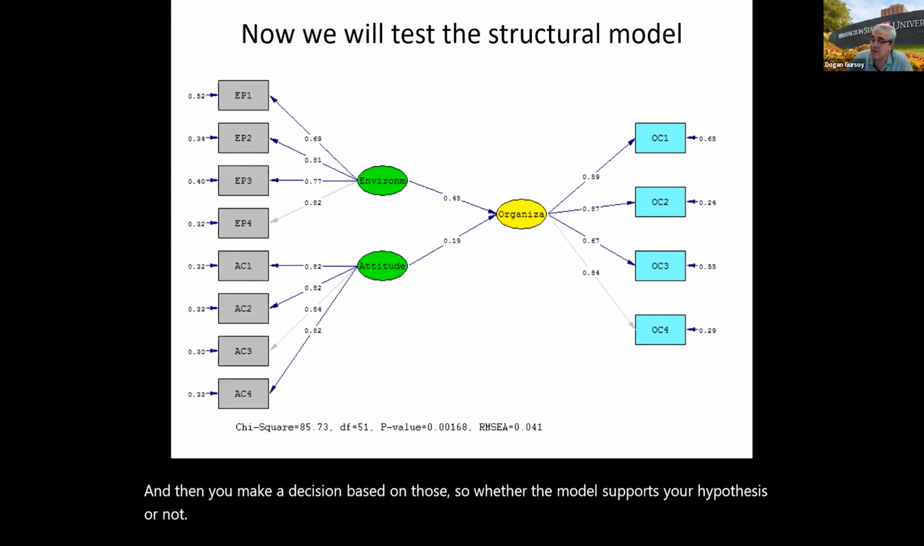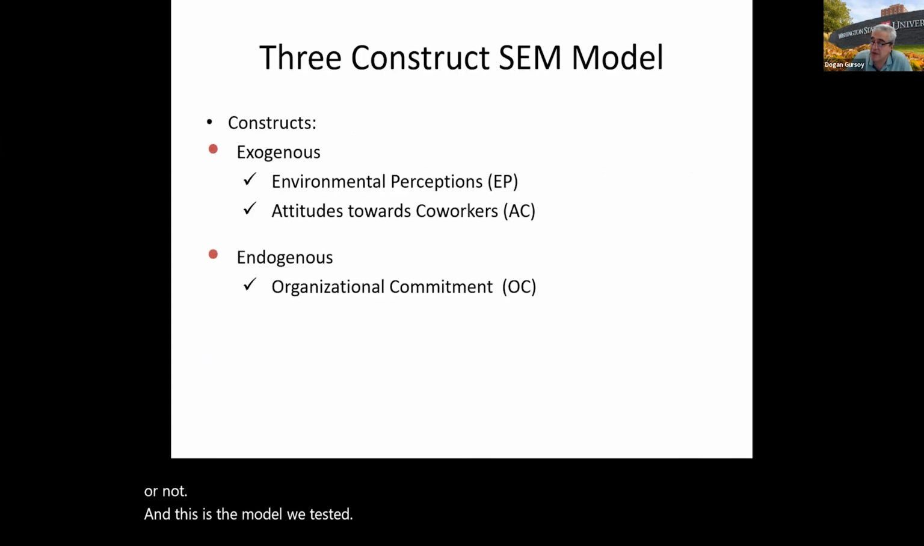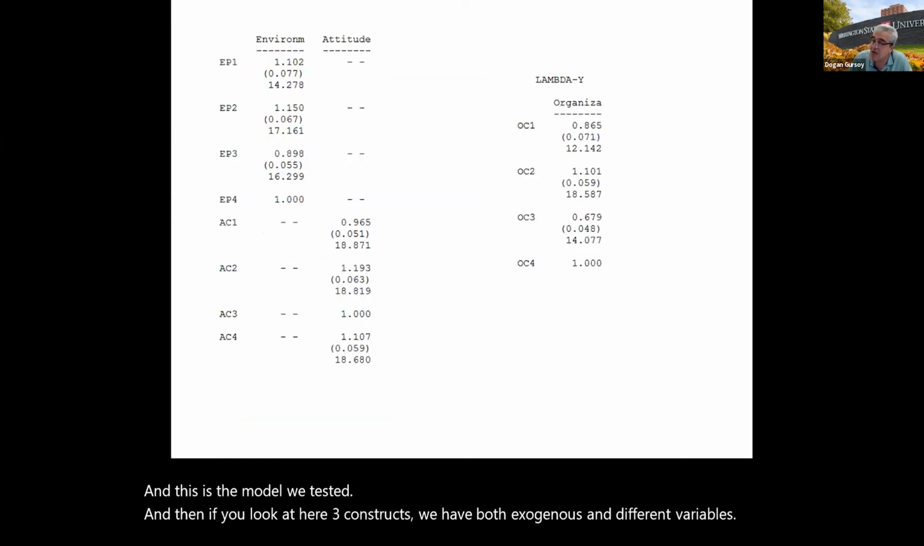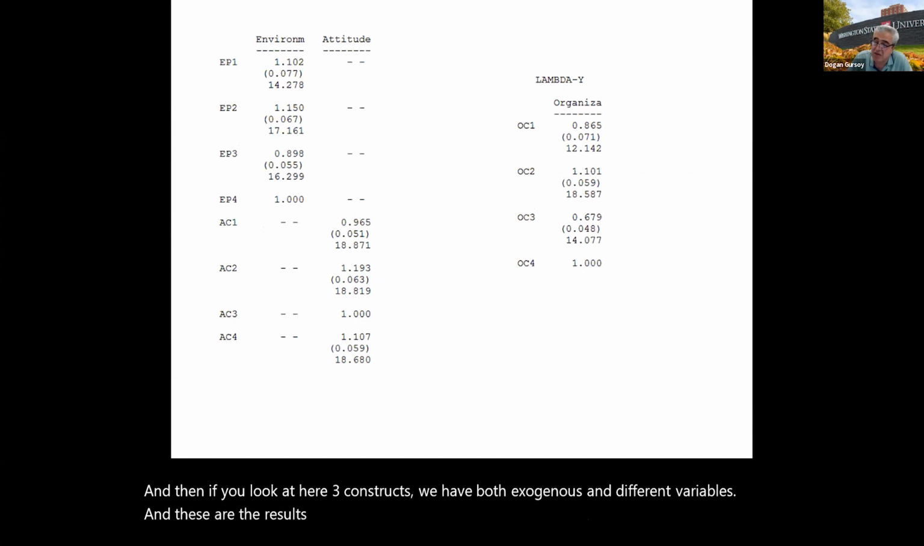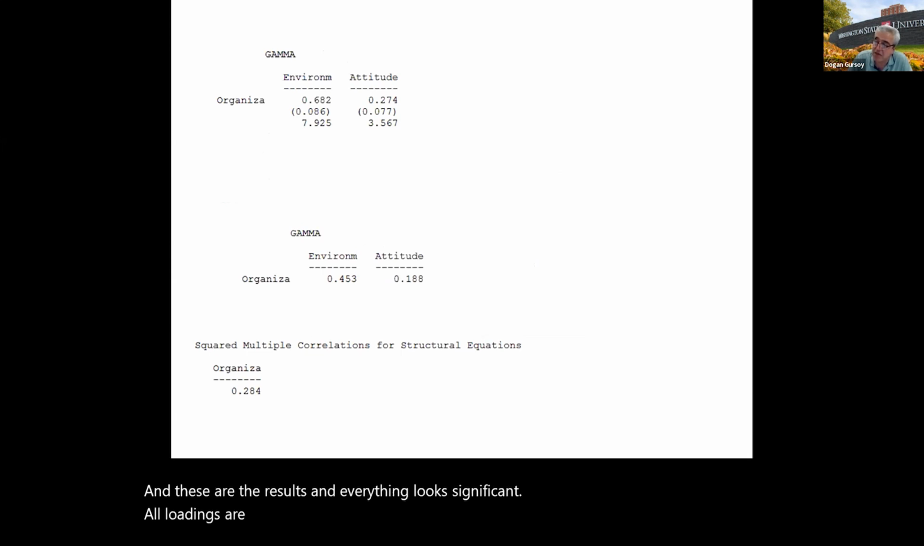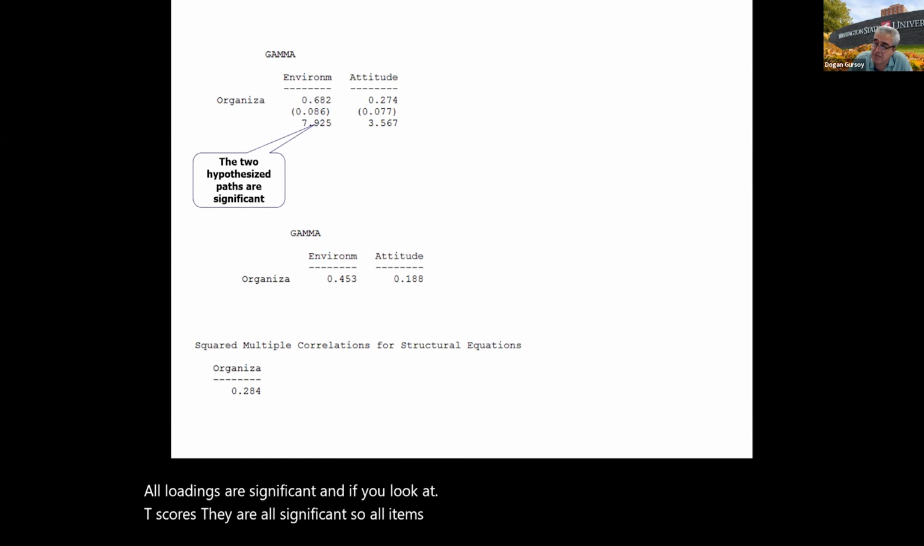And this is the model we tested. If you look here, there are 3 constructs, and we have both exogenous and endogenous variables. And these are the results, and everything looks significant. All loadings are significant. And if you look at the t-scores, they are all significant. So all the items are significant.